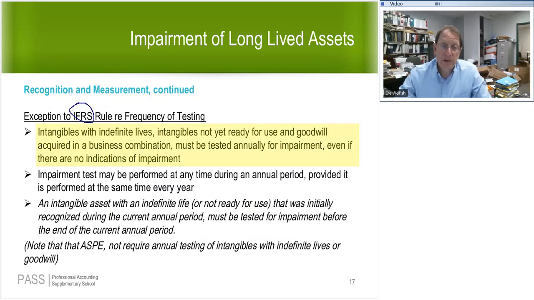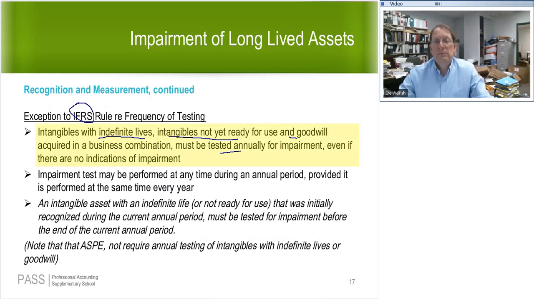First exception. Remember I said at the beginning that the IFRS scope is broader? Look at this. Intangibles with indefinite lives. That's not even in the section for ASPE. Intangibles not yet ready for use and goodwill. That's not in the section for ASPE. All of these have to be tested annually for impairment, even if there's no indications.